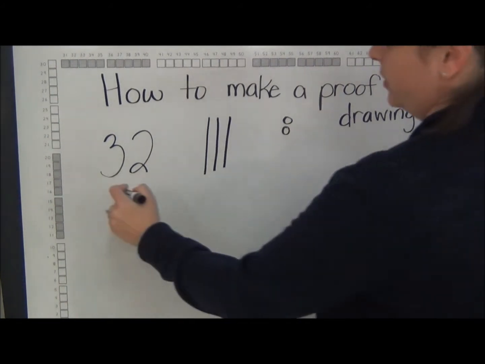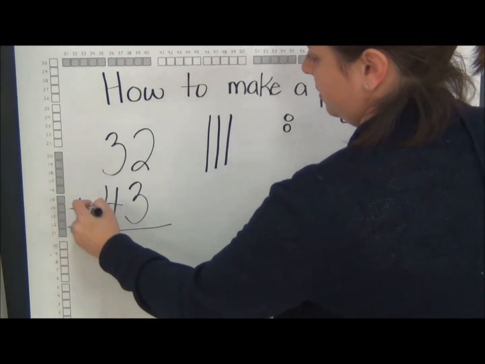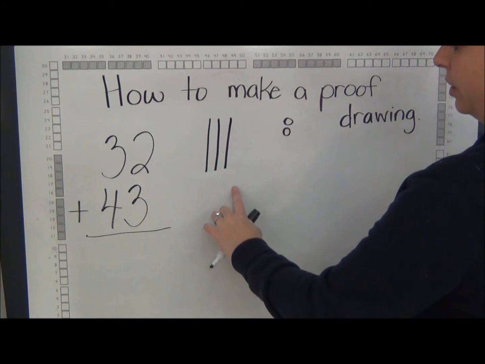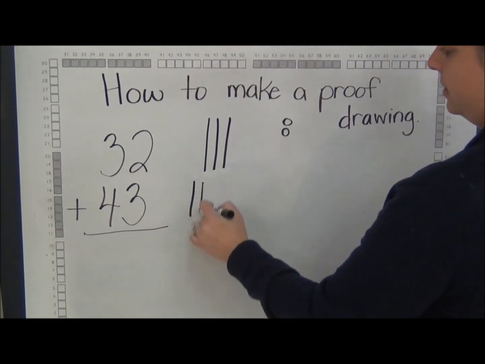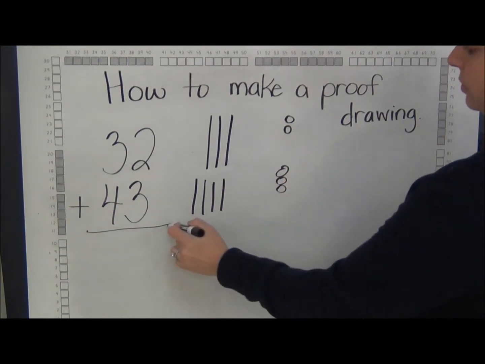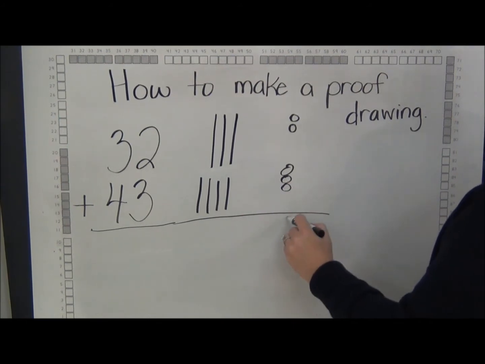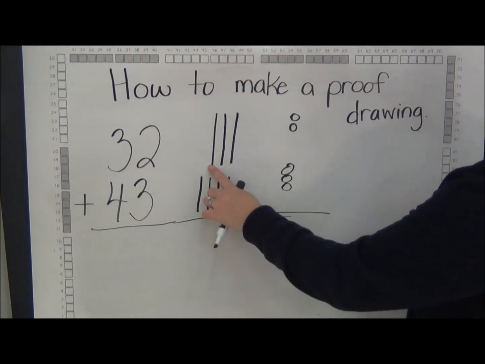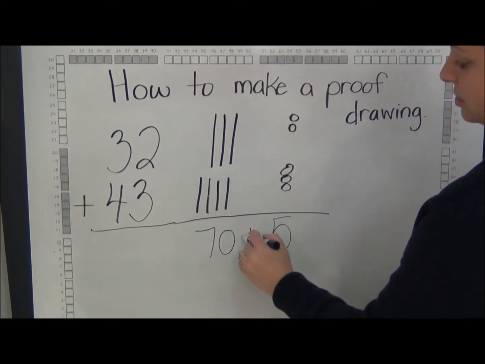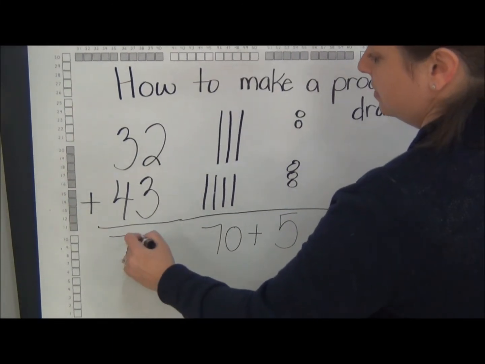Okay? So then if we are going to add to another number, you would represent 32 here, and then below it you would represent 43 and the 3 1s. And what you do in order to add those up is you count up your 1s and then count your 10s, 10, 20, 30, 40, 50, 60, 70. And the students should be able to add 70 plus 5 gives you 75.